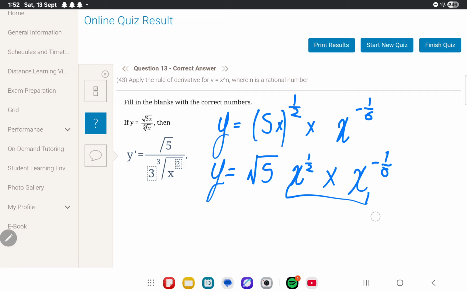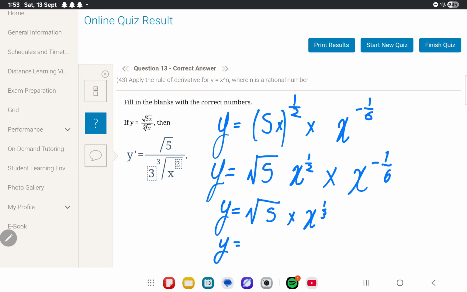So here y is equal to radical 5 times x to the power of 1 over 2 plus negative 1 over 6, essentially 1 over 2 minus 1 over 6, which is x to the power of 1 over 3. So times x to the power of 1 over 3. So this is going to give me y is equal to... pretty much it. So it's going to give me radical 5 over, or sorry, wait.